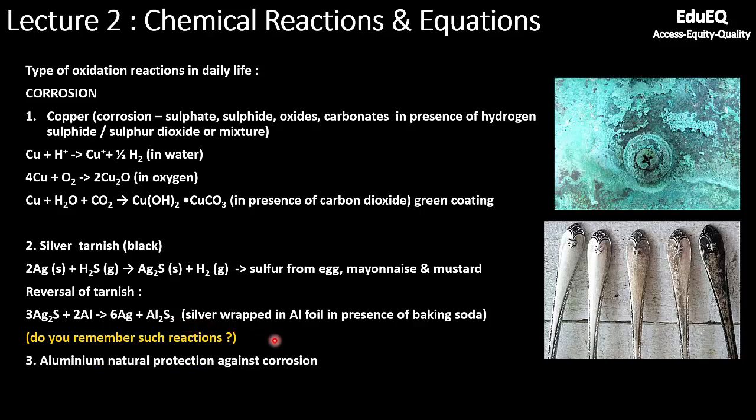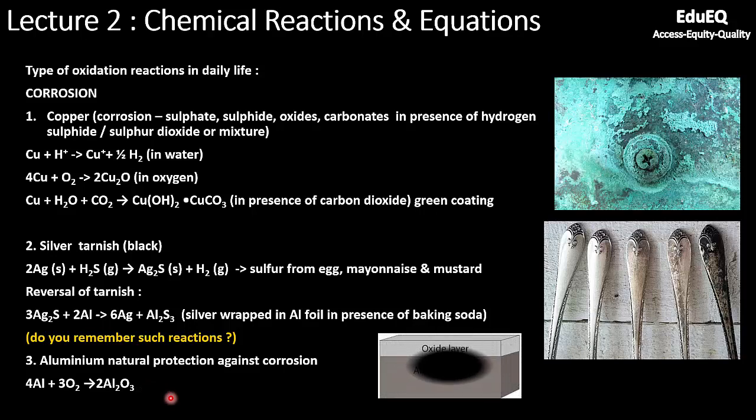Now coming to corrosion of aluminium. Aluminium has natural protection against corrosion. Whenever there is oxygen and a little bit of moisture in the atmosphere, aluminium will form a passive layer of Al2O3, and this is what it looks like. This is the underlying metal, and whenever it is exposed to oxygen, the passive layer of Al2O3 develops on the base metal, and it further prevents corrosion.